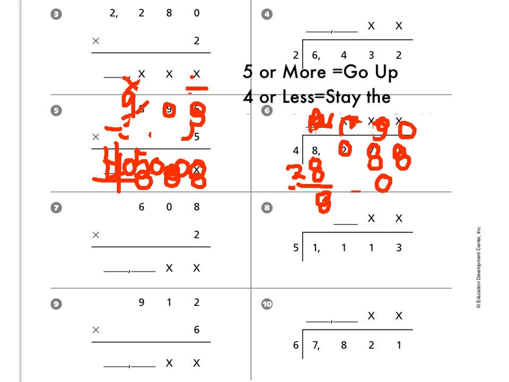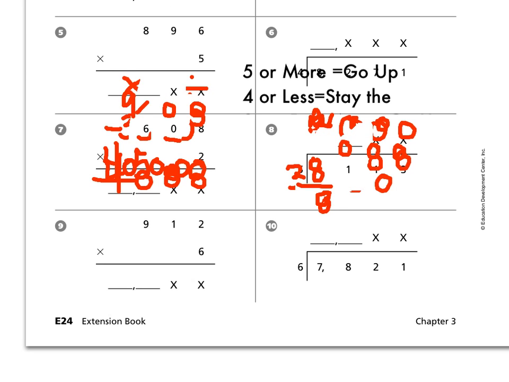Let's look at number 7. Remember, we have a 6 and then a 0. The 0 is the boss, the 6 is the worker. The 0, since it's less than 4, tells the 6 to stay the same. Everything to the right goes to zeros. 2 times 0 is 0, 2 times 0 is 0, and 2 times 6 is 12.